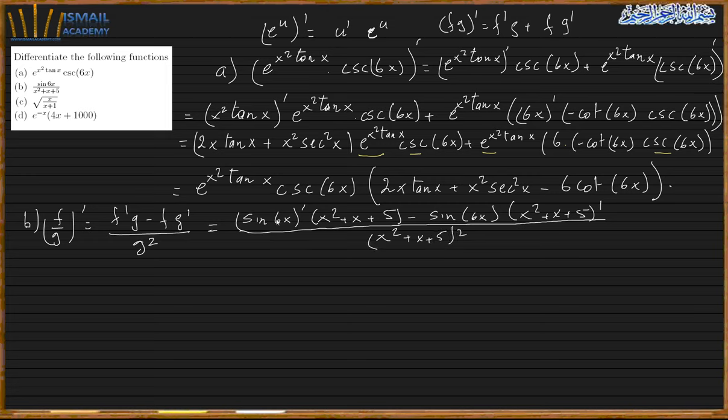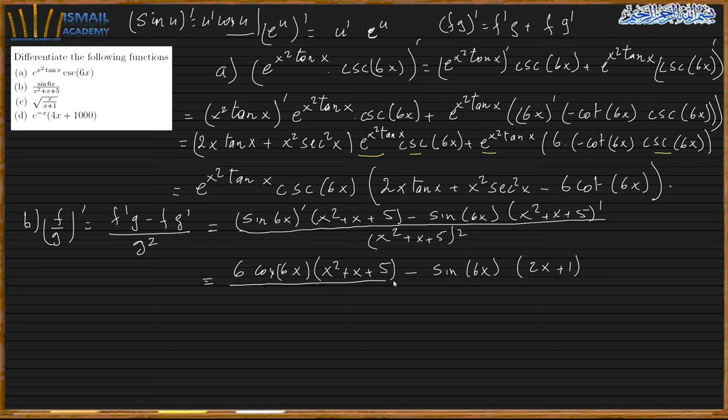So this is a chain rule, so we know that sine of u prime is u prime cosine u. So this is what I do here. So this is going to be derivative of 6x, which is 6, so it's going to be 6 cosine 6x times x squared plus x plus 5 minus sine 6x times derivative of x squared plus x plus 5, which is 2x plus 1, and the whole thing over the denominator, and you're done.